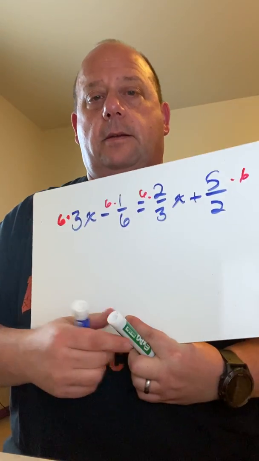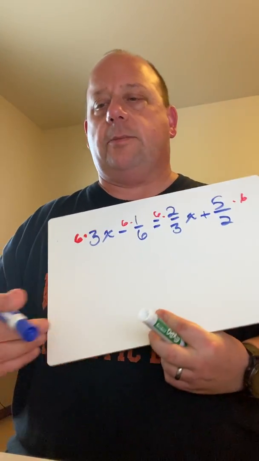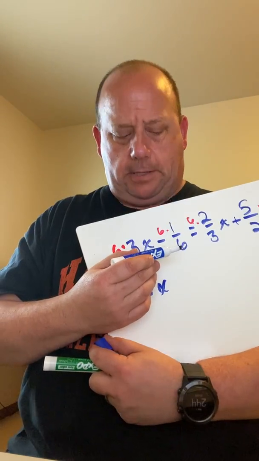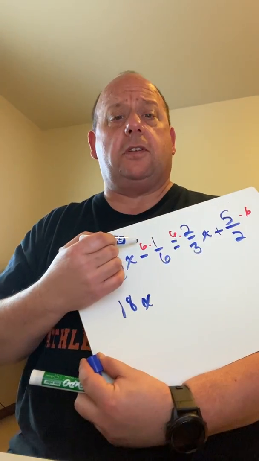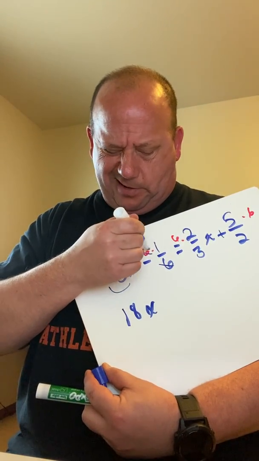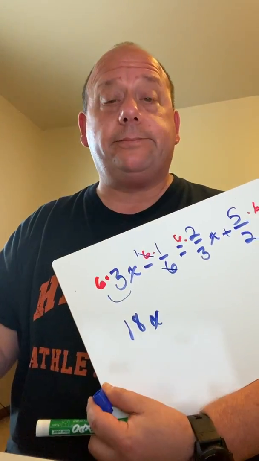Watch what happens. Easiest one, 6 times 3 is 18. No brainer. 6 times 3, 18x. Done there. This one, 6 goes into 6 how many times? 6 goes into 6 one time. What's 1 times 1? 1. Okay? 1 times 1 is 1.